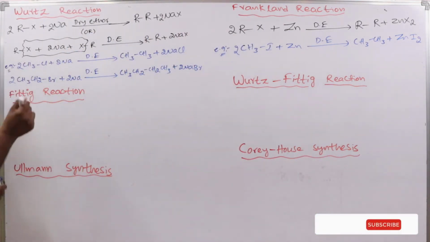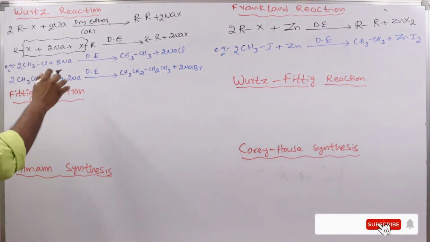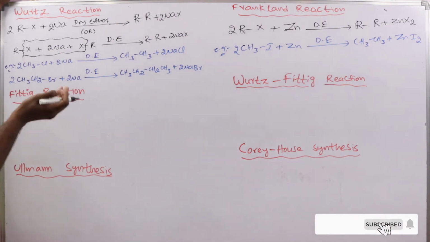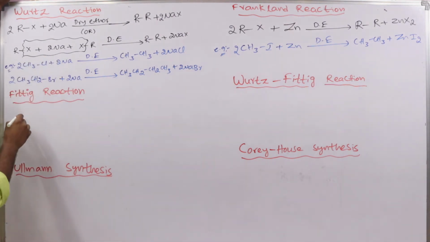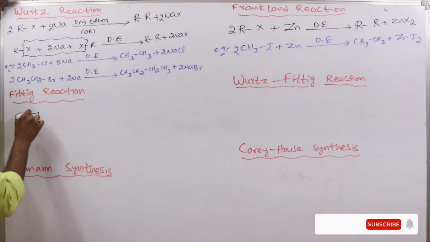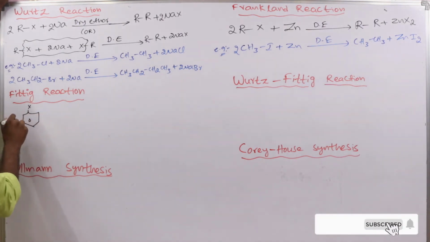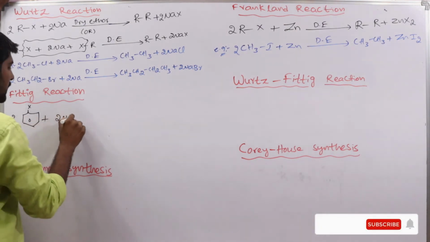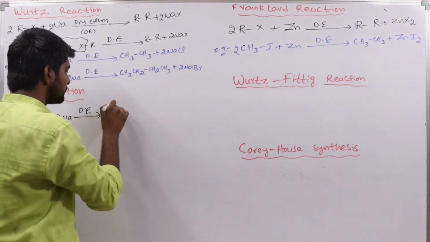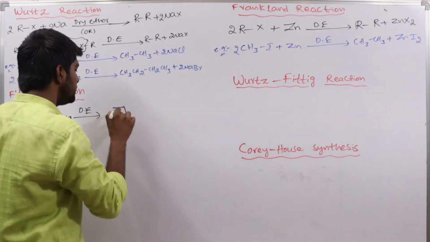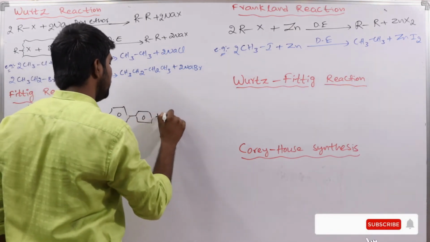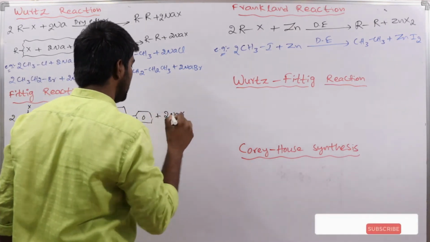Next, the Fittig reaction. If alkyl halide reacts with sodium metal, that is the Wurtz reaction. In the same manner, if aryl halides react with sodium metal in dry ether, the reaction is called the Fittig reaction, with 2NaX.